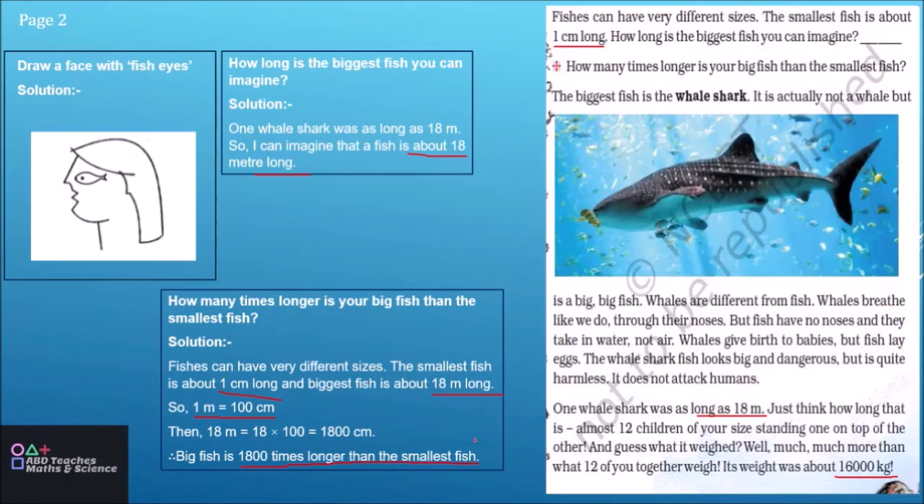Right? One more thing that is left out in this page. See here, draw a fish with fish eyes. So you may draw the fish with fish eyes like this. A simple drawing. Just draw a structure over here, then draw a nose and then lips and then like this. It is very much easy, and draw eyes like this, with a fish shape. Okay. Now let's move on to the next page.